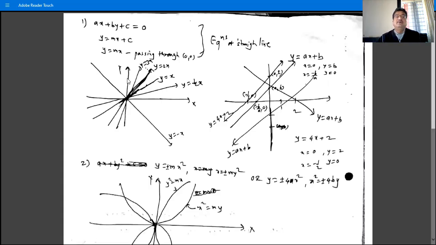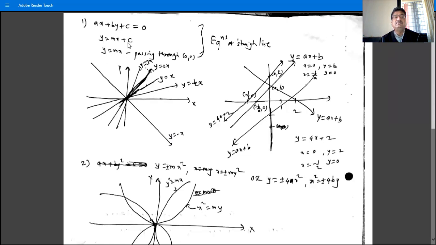So these are some graphs of functions. Already this is covered in the previous lecture, but due to some reason, this figure was not observed while discussing. So these are the equations of straight lines in different forms. This is the general form: ax plus by plus c is equal to 0. Y is equal to mx plus c is called slope-intercept form.